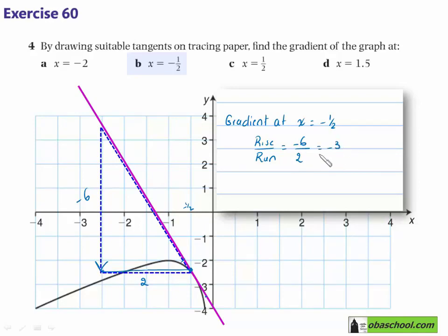After we have solved part A and part B, start solving on your own part C and D, and you will check your answers in the next tutorial.